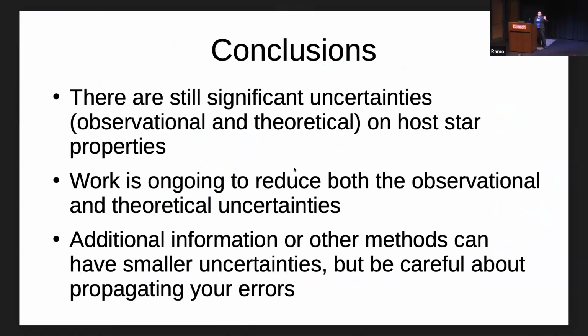And so what I want to caution you is that there are still significant uncertainties, both observational and theoretical, on host star properties. There's a lot of different avenues where we're starting to have the data to improve on those, both on the observational side and on the theory side. But that there may be cases where not just doing the standard error propagation, but by using some additional information you have on the system, you might be able to do better than the sorts of numbers that you usually get quoted about what your uncertainty floors should be. But that when you do that, you should be very careful about propagating your errors. So I'm going to stop there and ask if there are any questions.